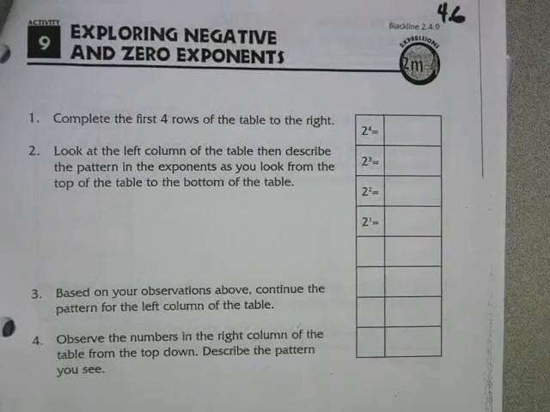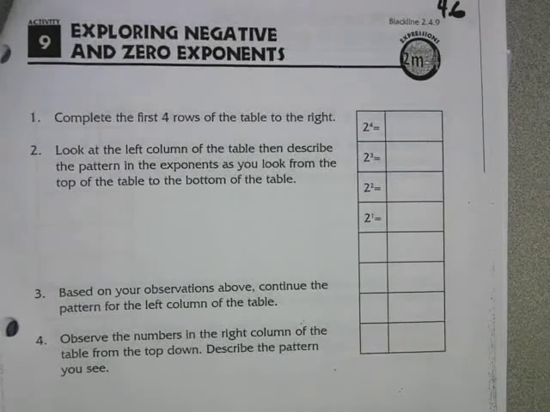Okay, so we're going to start this exploration here together, and then in a little bit you are going to continue it and finish it on your own. We're exploring how negative exponents work and an exponent of 0 works. So in step 1, right here, it says complete the first 4 rows of the table to the right.